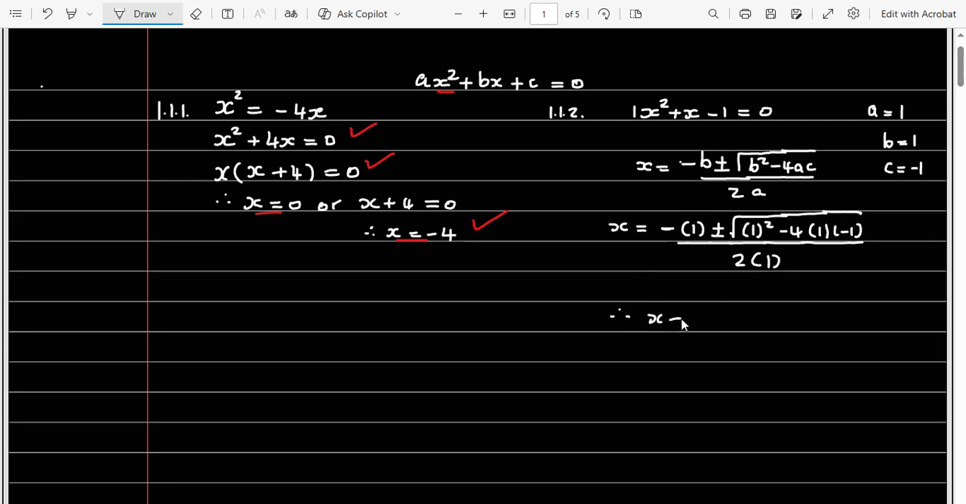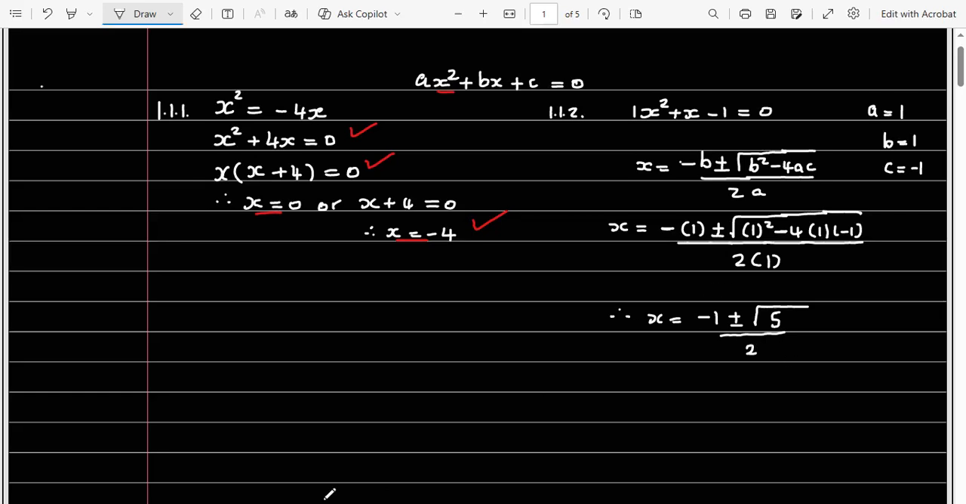Therefore, if I work this out, this will be minus 1 plus or minus the root of, inside the bracket, 1 squared plus 4, which is 5. The negative cancels there, and this will give us 5. You can also use your calculator. You are more than welcome to verify that using a calculator. Everything is divided by 2.